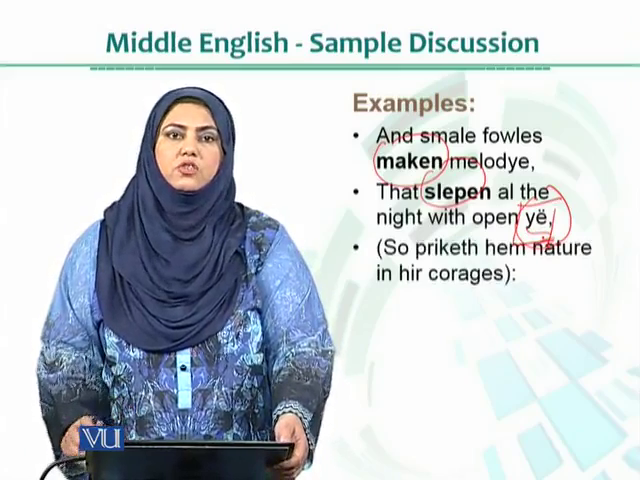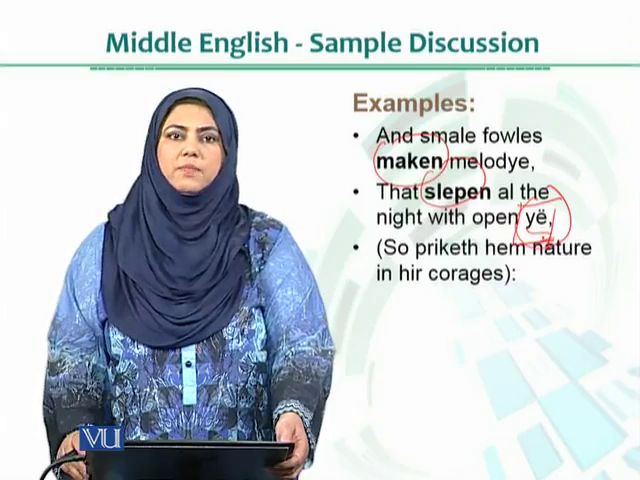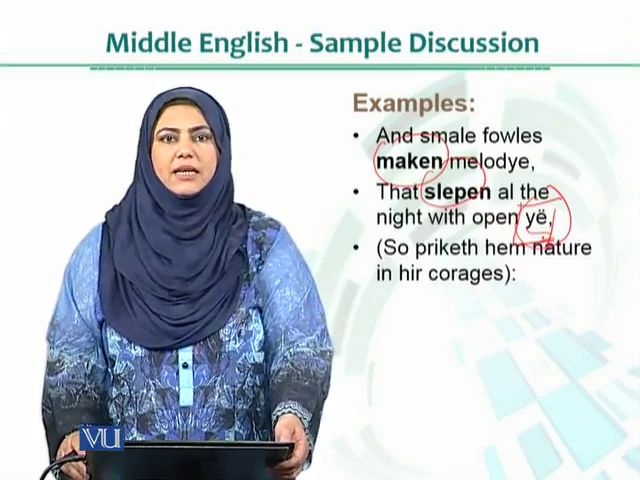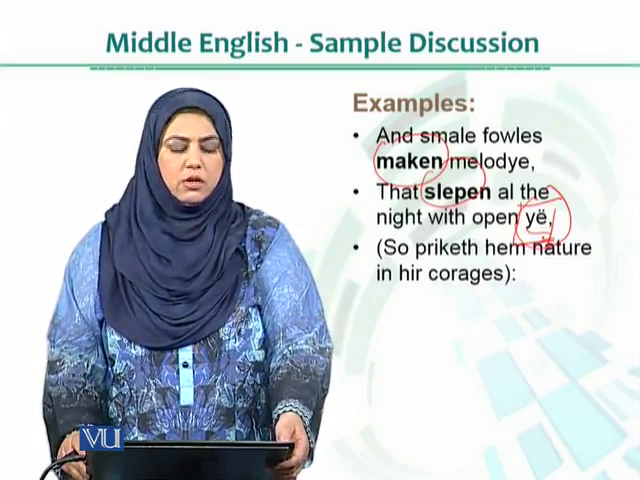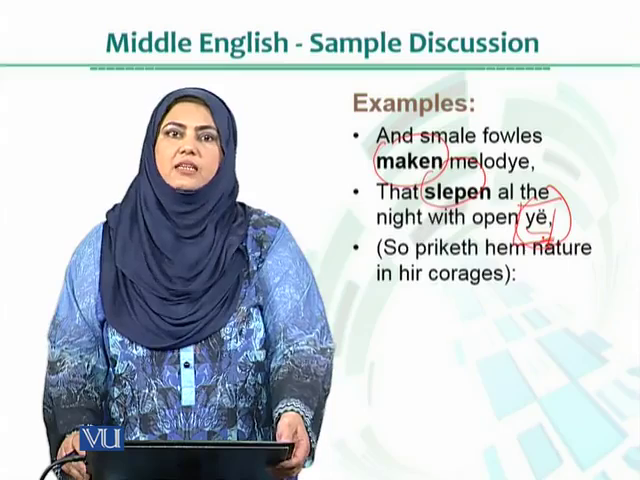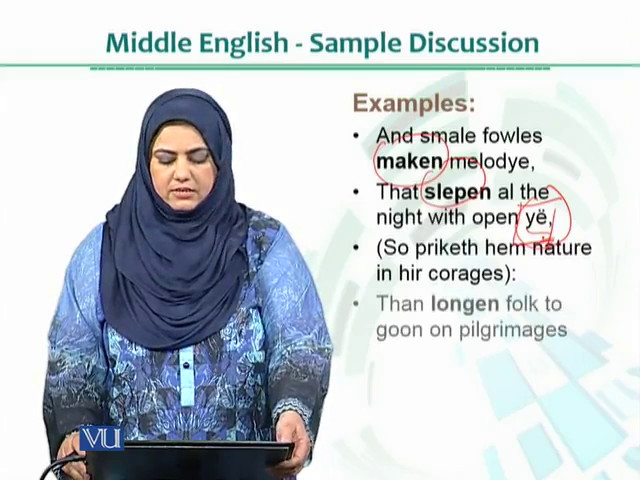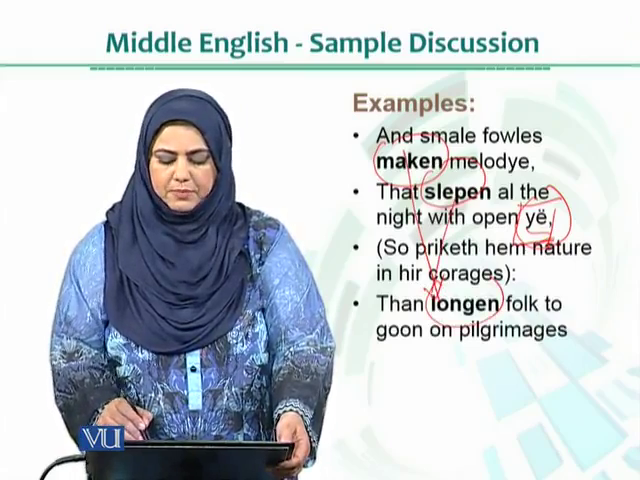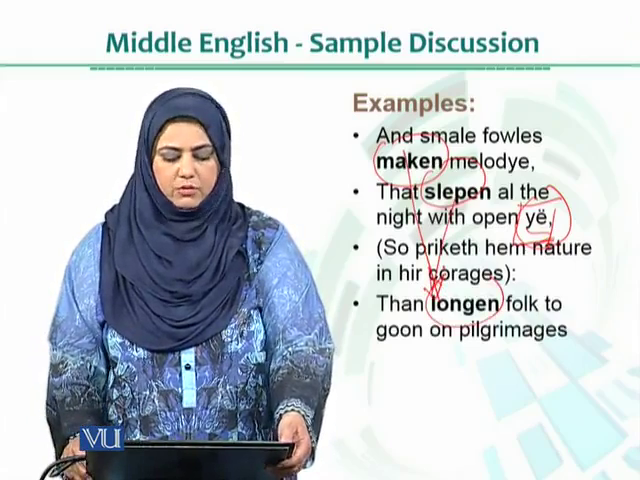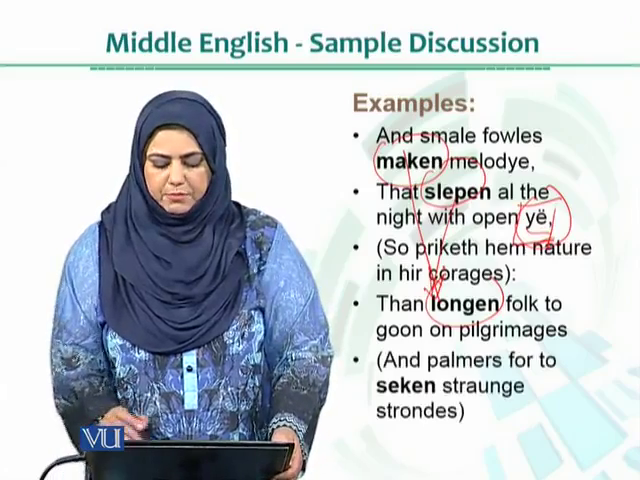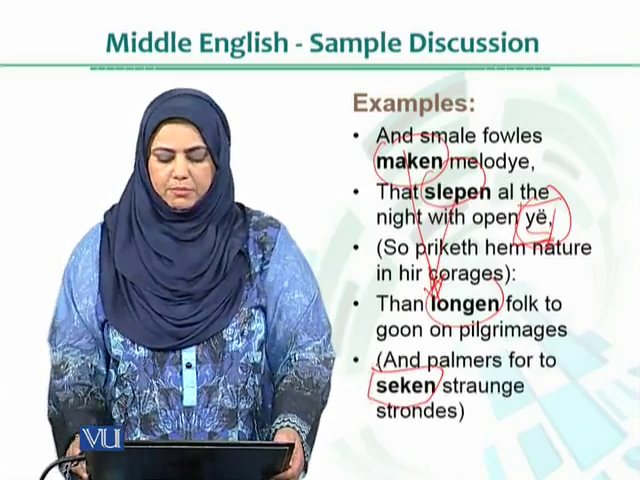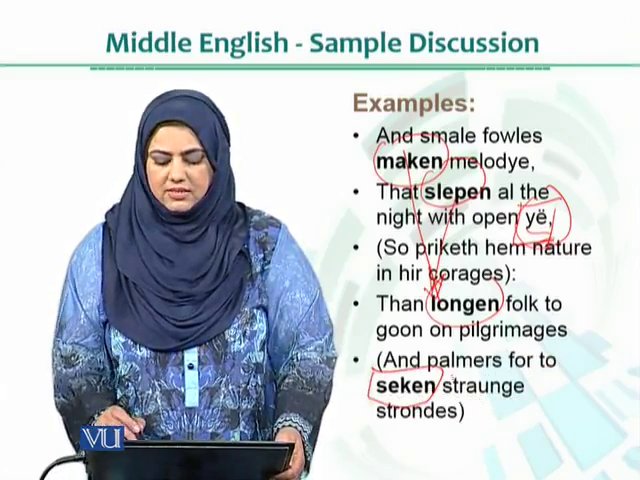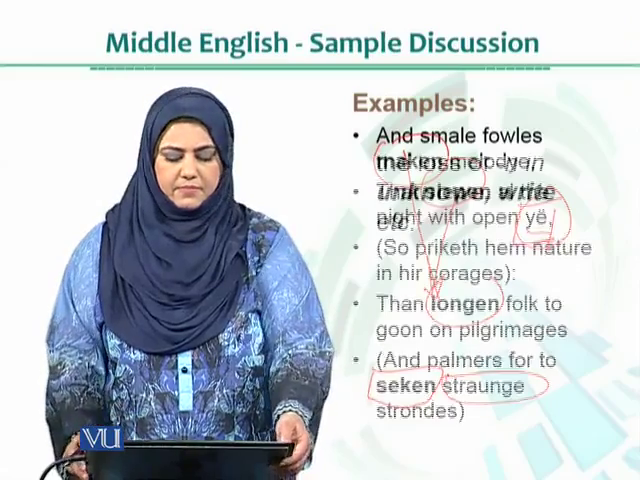So Chaucer's English is a very accurate sample of the English that was being used in Middle English times, especially the London variety that was considered to be the standard variety. Here is another example of maken, slepen, longen. You can notice all these. By the way, this is yet another example: "And palmeres for to seken straunge strondes." This is strange, by the way.